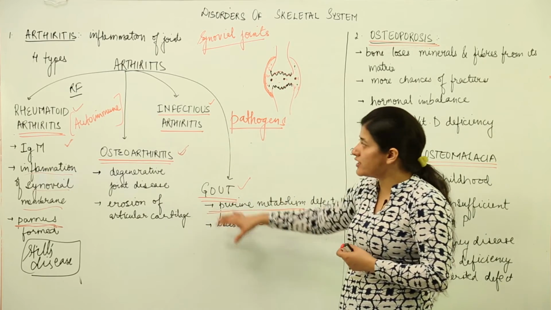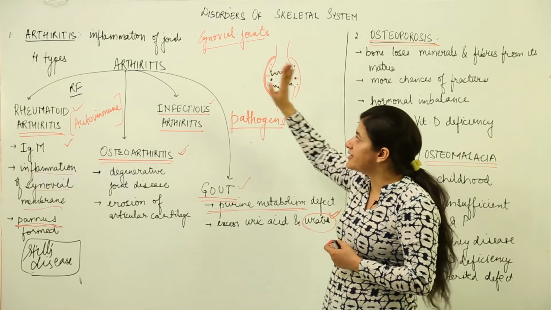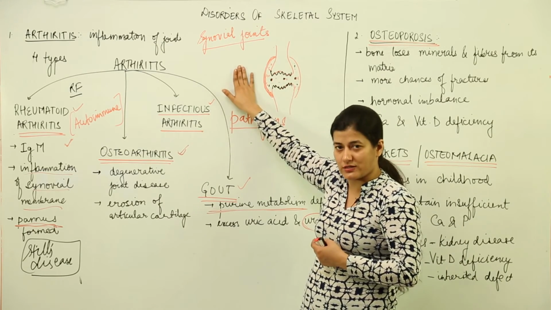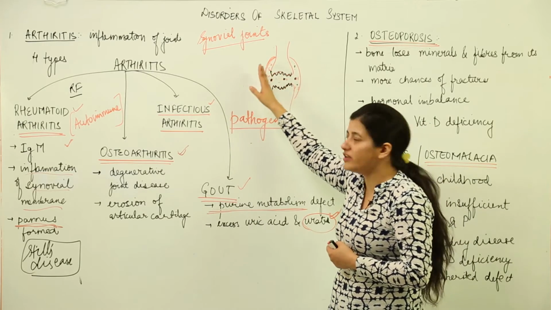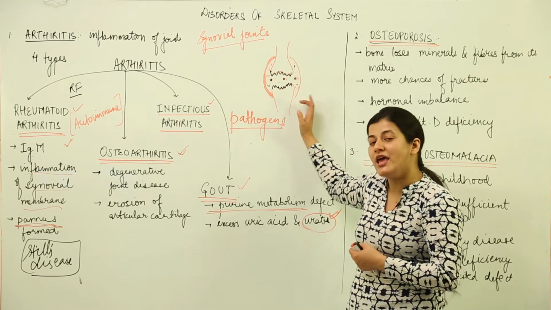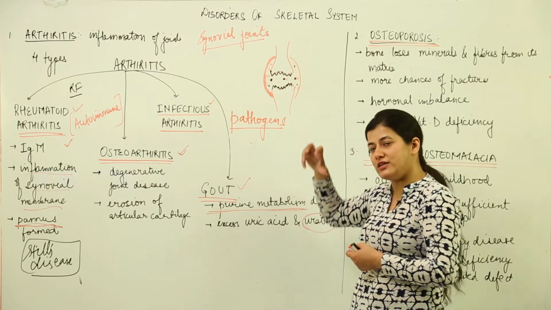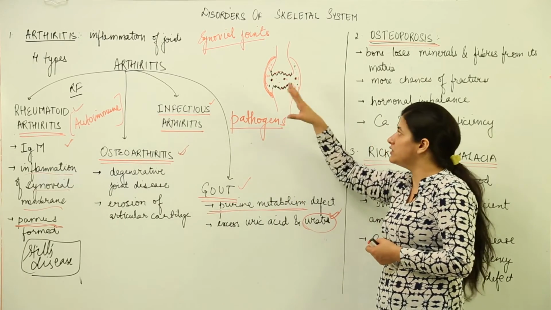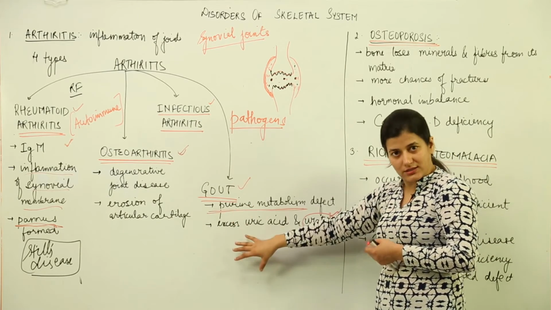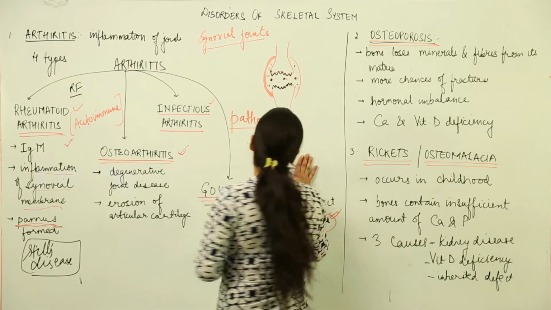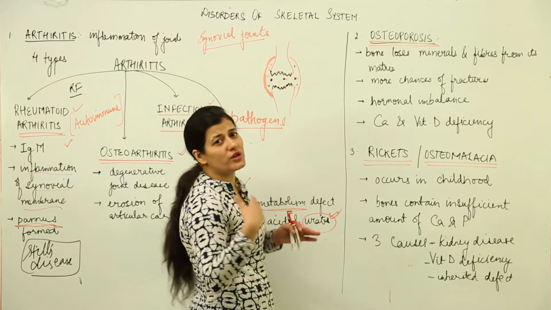So these are the 4 diseases that we have to discuss in terms of inflammation of the joints. Which joints are we talking about? We are talking about synovial joints, which have a synovial membrane and synovial fluid inside them. It is all about the inflammation of these membranes, or the erosion of the articular cartilage, that leads to these disorders.